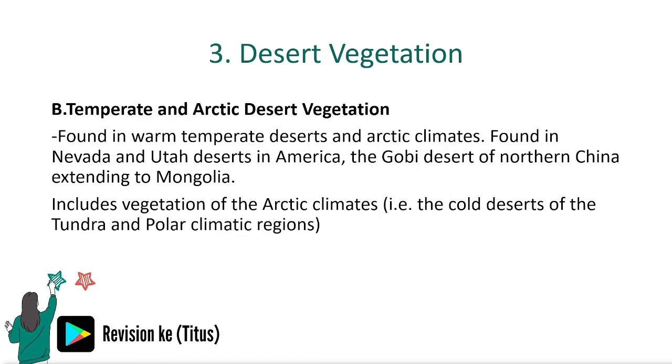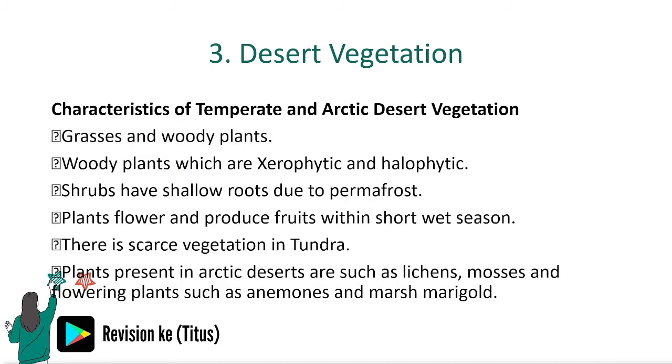Now we're going to look at the temperate and Arctic desert vegetation. These are found in warm temperate deserts and Arctic climates, which includes vegetation of the Arctic climates, that is, cold deserts of tundra and the polar climatic regions. The characteristics of the vegetation there could be grasses and woody plants, woody plants which are xerophytic and halophytic. Shrubs have shallow roots due to permafrost.